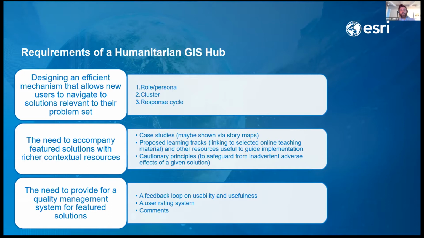And then also a need to provide a sort of quality management of those solutions, a sort of feedback loop or user rating system, something that really, when you see those solutions, you already get a sense from the community of their usefulness, usability, et cetera, et cetera.